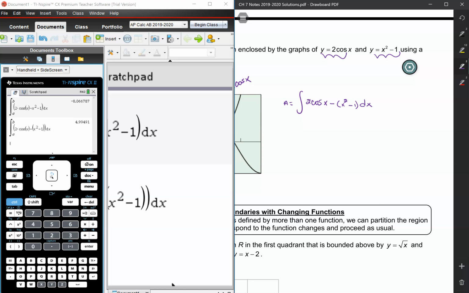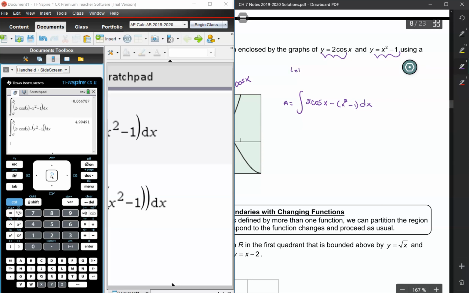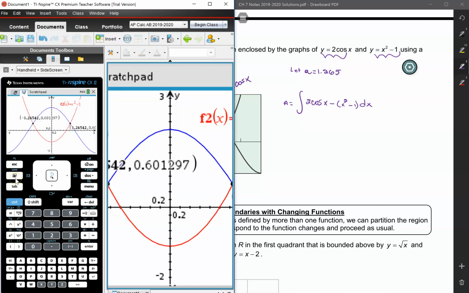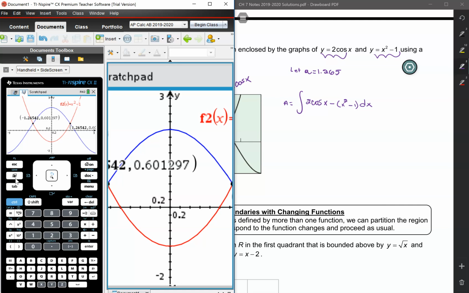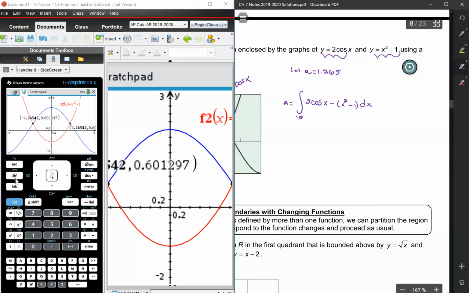Okay, a few housekeeping things now. Our points were symmetric, correct? So you have to do this. Let A equal 1.265. That was the point of intersection, correct? From here, 1.265. Okay? And then, because they're symmetric, technically we didn't have to do A and B. I showed you that in order for you to know how to do it. But technically, you could have also done negative A to A and done the whole thing. Okay?